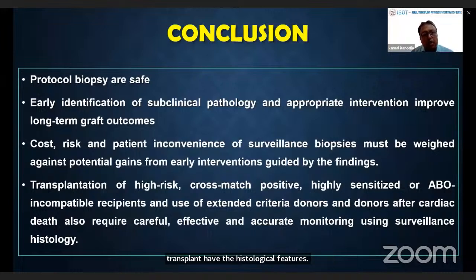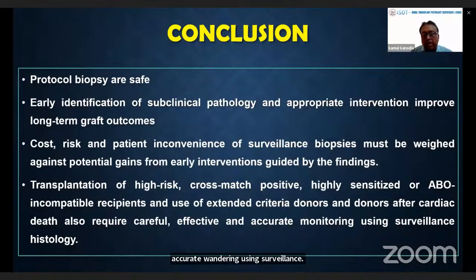In conclusion, protocol biopsies are safe. Early identification of subclinical pathology and appropriate intervention improve long-term graft outcomes. The cost, risk, and patient inconvenience of surveillance biopsy must be weighed against the potential gains from early intervention guided by the findings. Transplantation of high-risk, cross-match positive, highly sensitized, or ABO-incompatible recipients, and use of extended criteria donors and donors after cardiac death also require careful, effective, and accurate monitoring using surveillance biopsy.